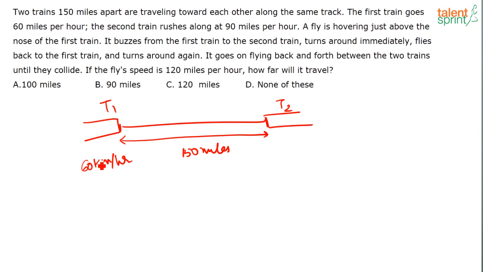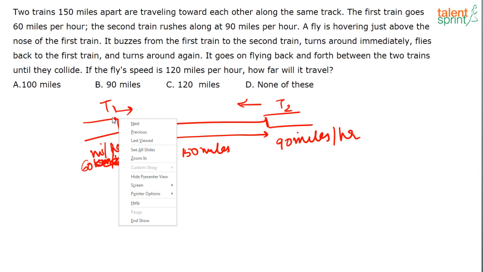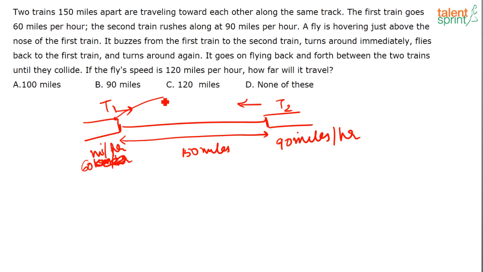And this is not kilometers, but miles per hour. See, always miles per hour, and this one is traveling at 90 miles per hour. Always look at the units, right? Then there is a fly which starts from the first train, and it is going towards the second train.